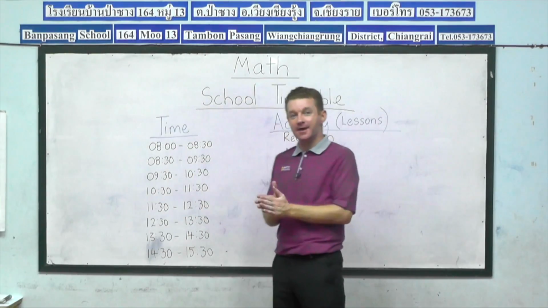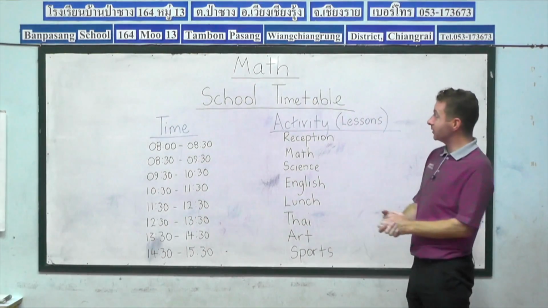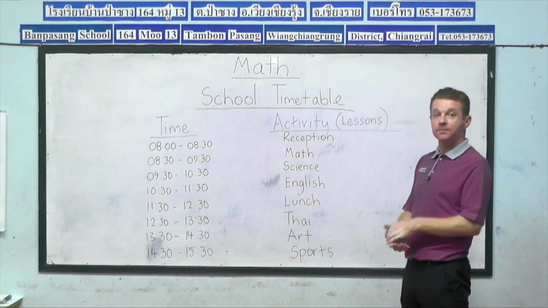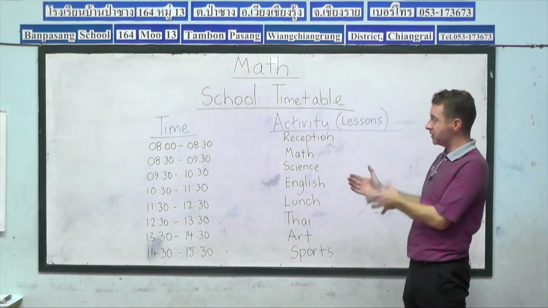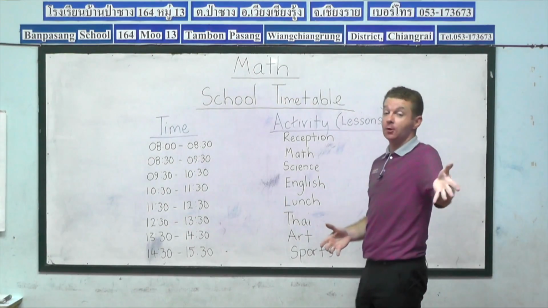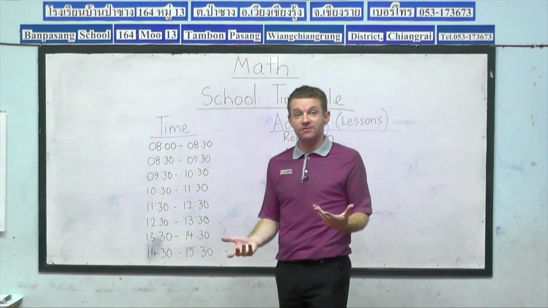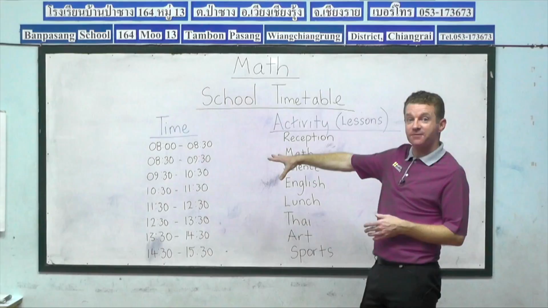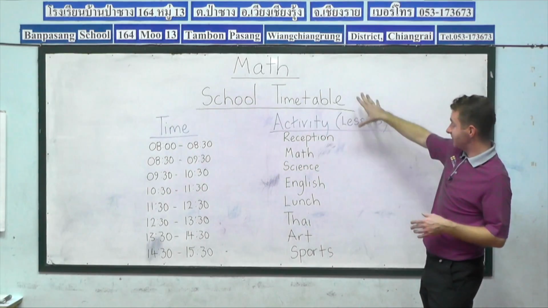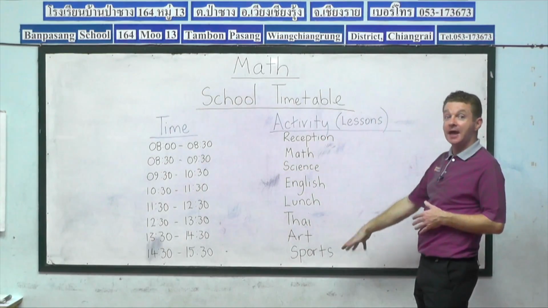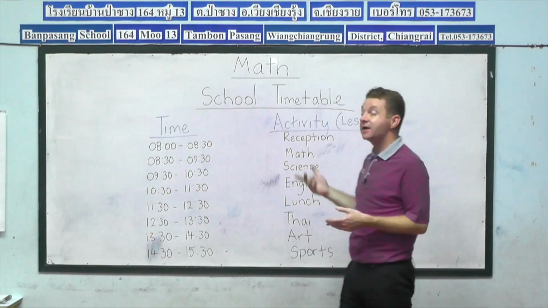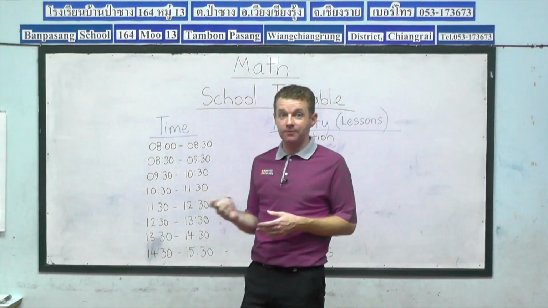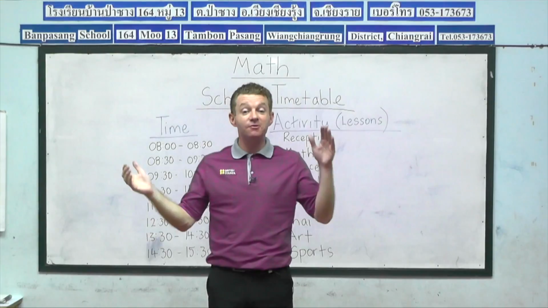15:30 is home time. And here is an example of a school timetable that my students have helped me to create. The timetable in your school will obviously be different, but you can see the general pattern of the time in the left-hand column and then the activity or the lessons. And this is an example of a schedule with a school timetable. So brilliant, guys, that was great.